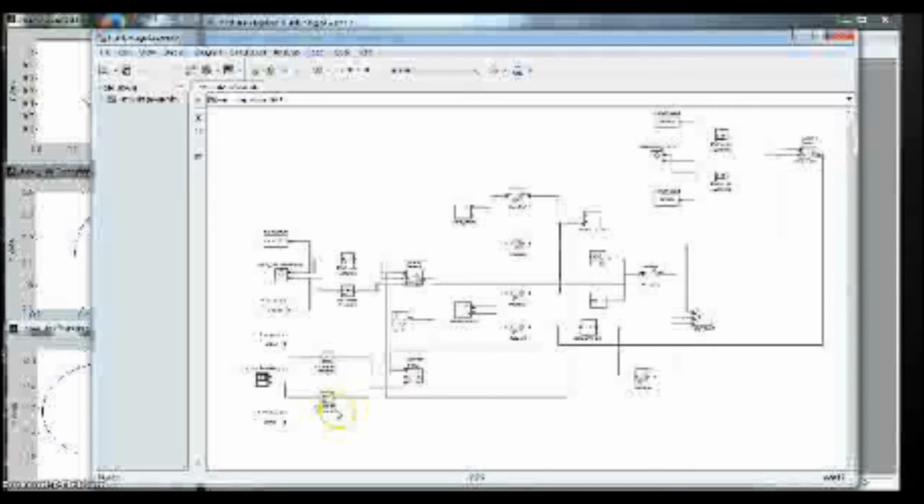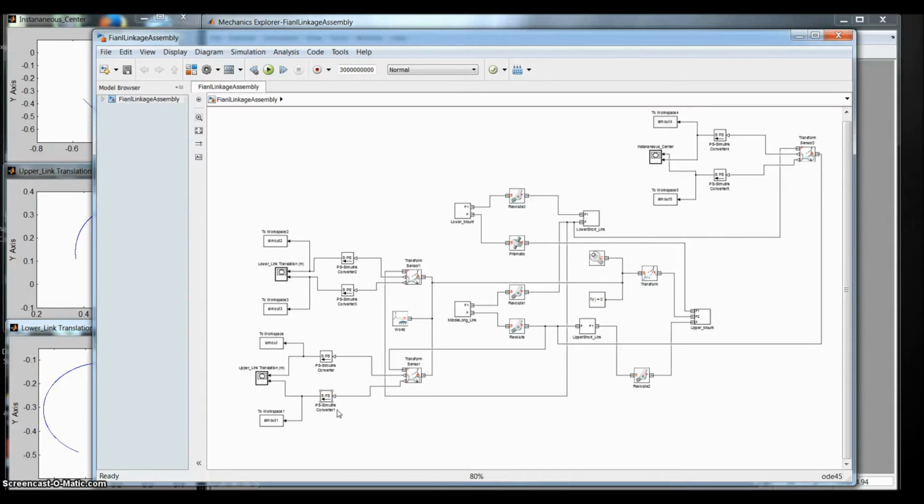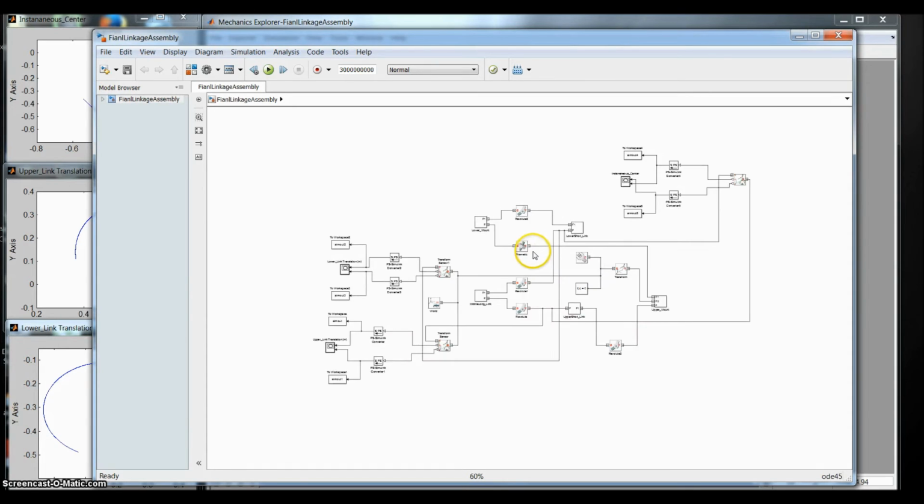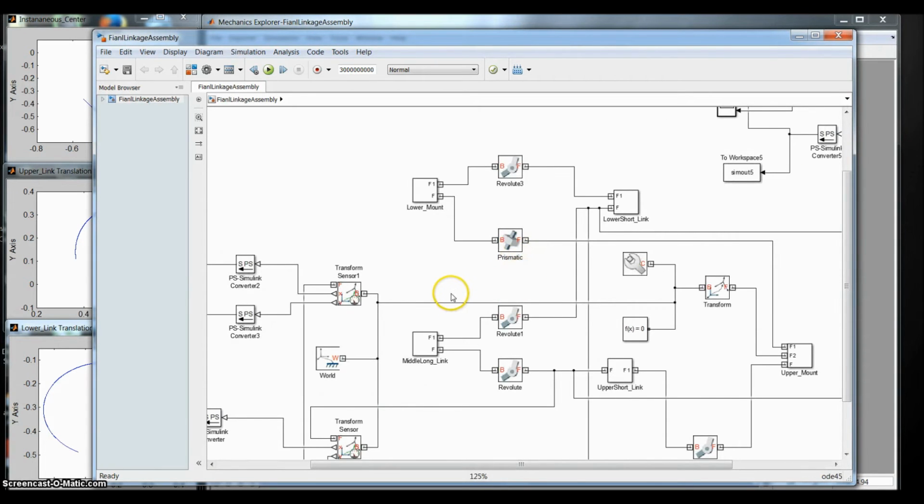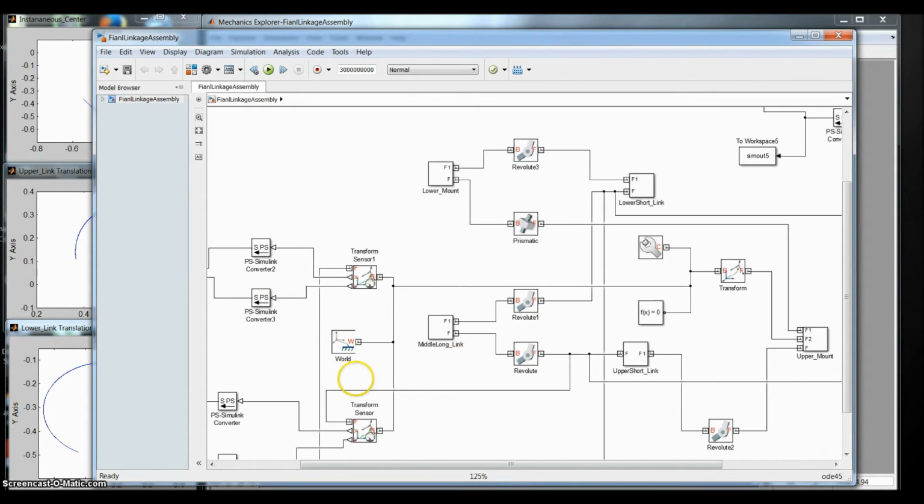Now let's take a look at our 3-bar linkage system in a simulated environment. Here's what the workspace looks like inside Simulink, SimMechanics, and MATLAB. The center portion here is our rigid system. We have a few prismatic and revolute joints, our world origin frame.